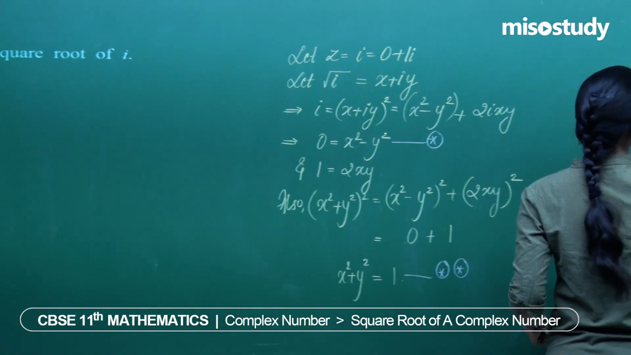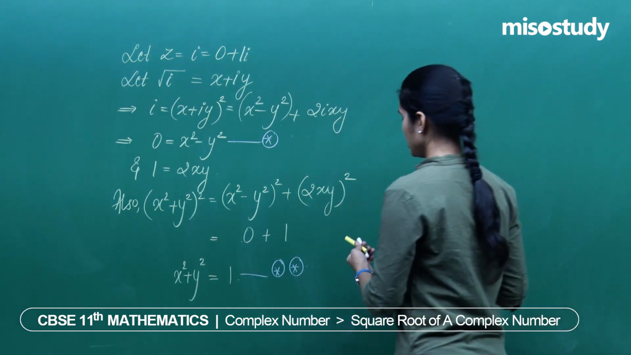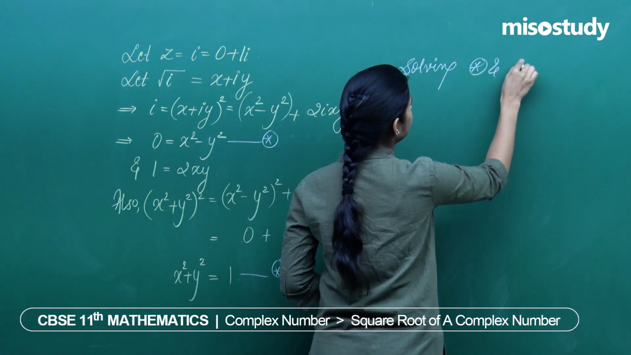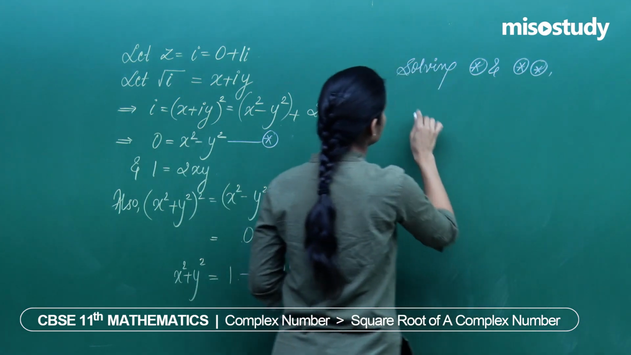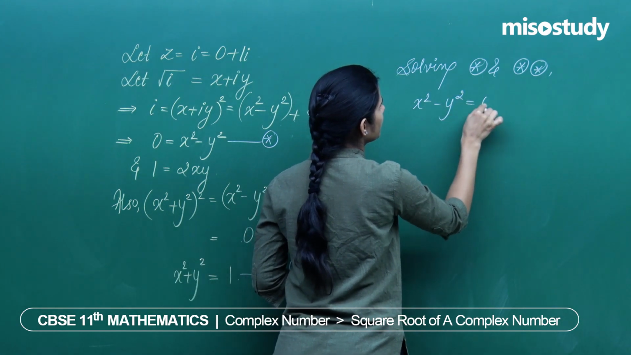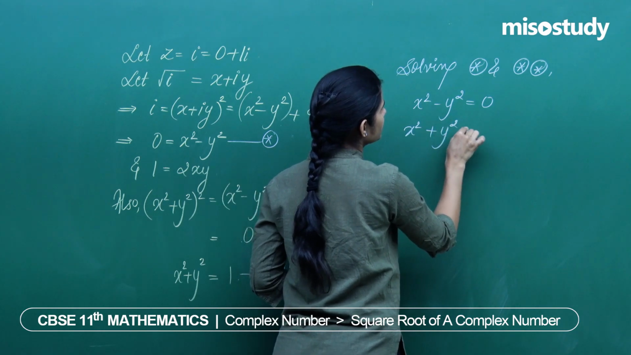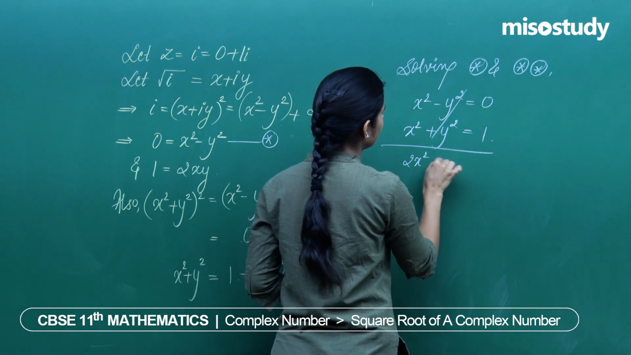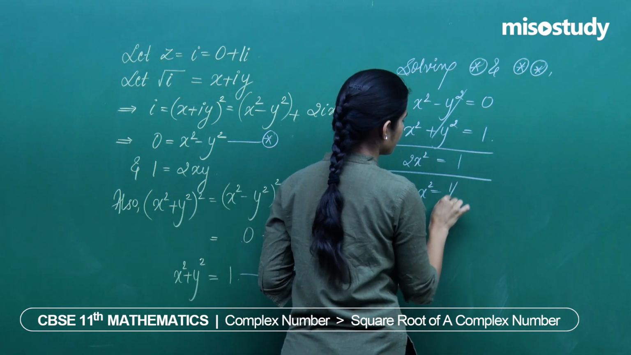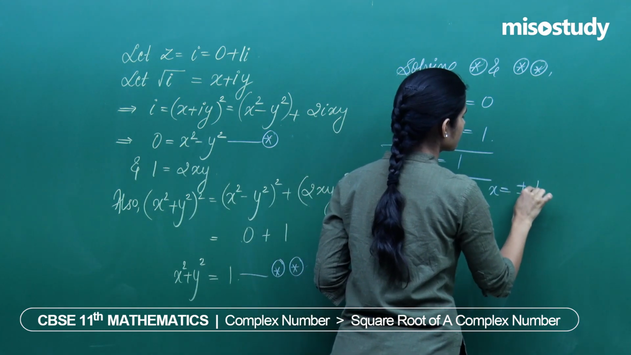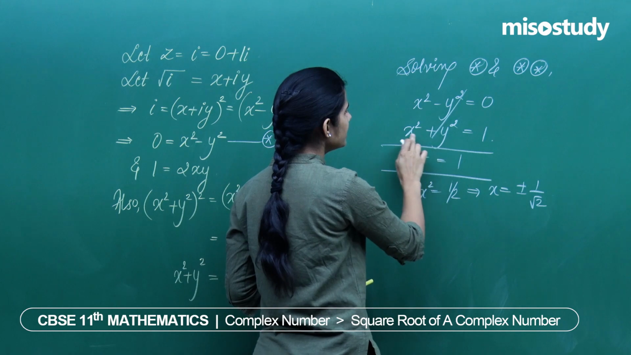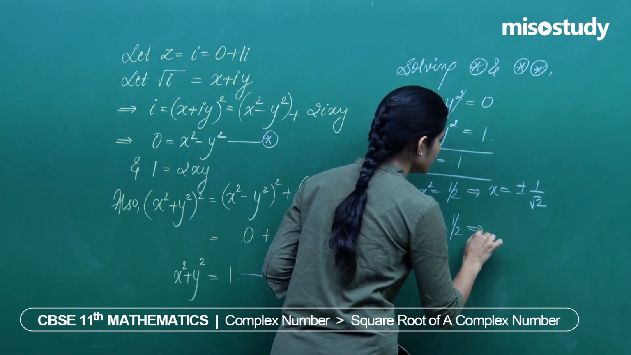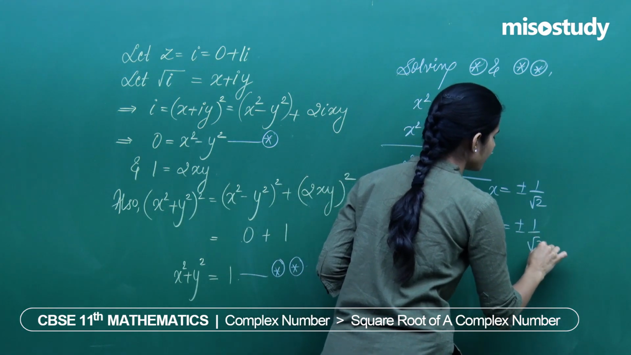If you solve these two equations, solving star and double star, x square minus y square is 0, x square plus y square is 1, 2x square equals 1, x square is 1 by 2, which implies x is plus minus 1 by root 2. If x square is 1 by 2, y square is 1 minus 1 by 2, which is again 1 by 2, which implies y is again plus minus 1 by root 2.